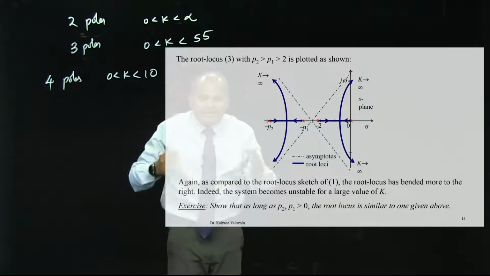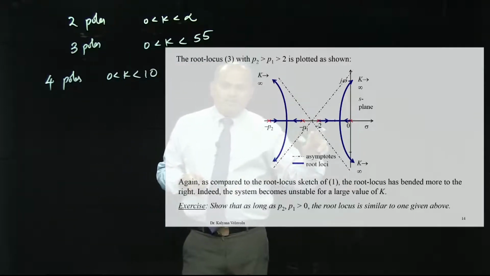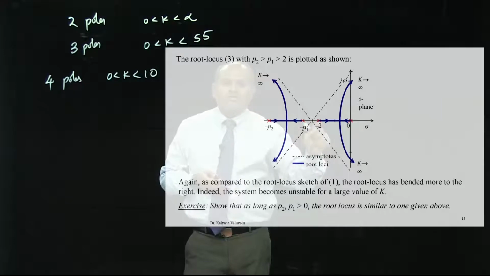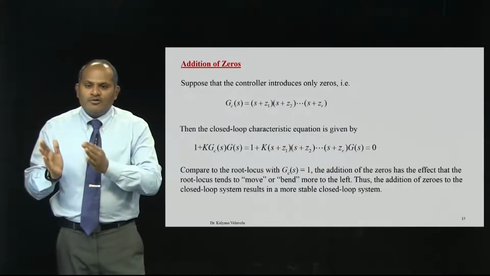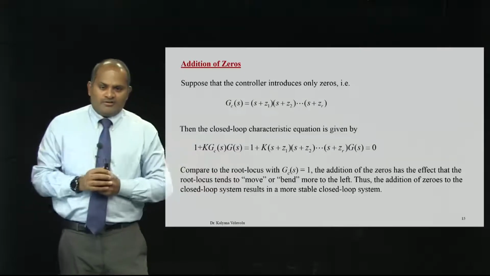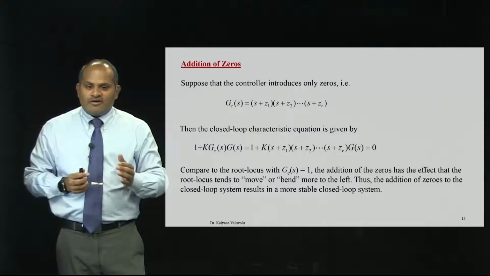The stability decreases. Even if you add the poles in between them or anywhere, the root locus will remain almost the same, except the location of the centroid will change. We saw that the addition of poles makes the root locus bend to the right, which means system stability decreases with the addition of poles.